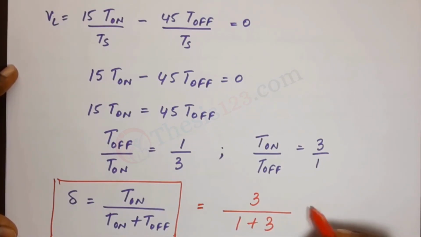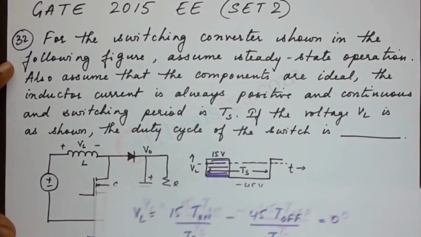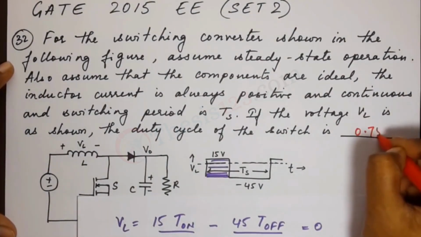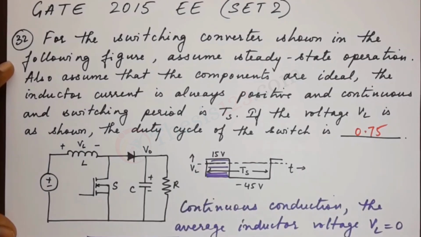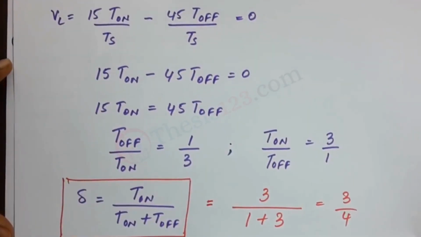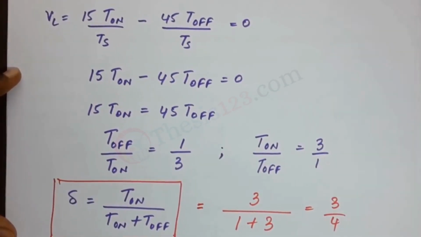I hope that makes sense. Now, this is 3 by 4. And that gives us a delta value of 0.75. So here this is our final answer, 0.75. So this is the entire solution and I hope it has helped.